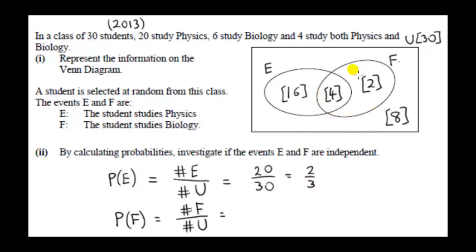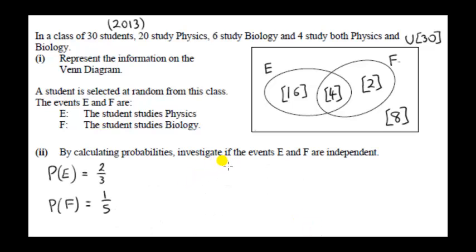Similarly, the probability that event F occurs is the probability that the randomly selected student from the class of 30 comes from set F. Well, we have 6 elements in set F, 4 plus 2, and we want to get the number of elements in set F as a proportion of the total. So that's 1/5.